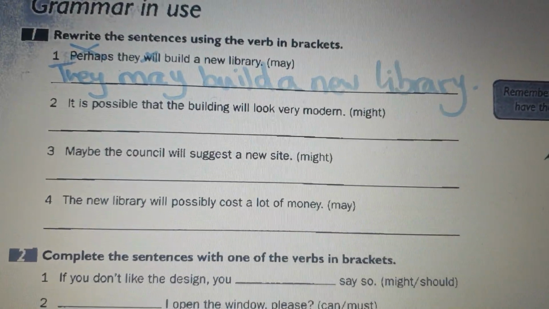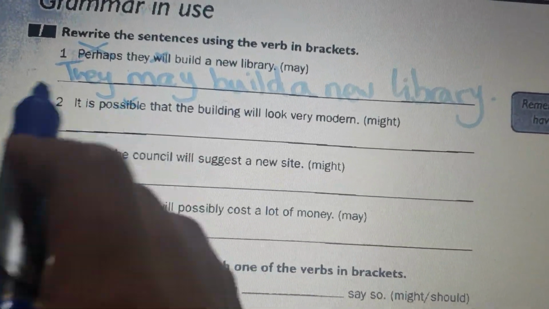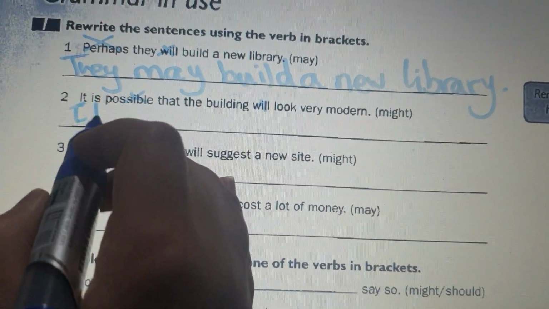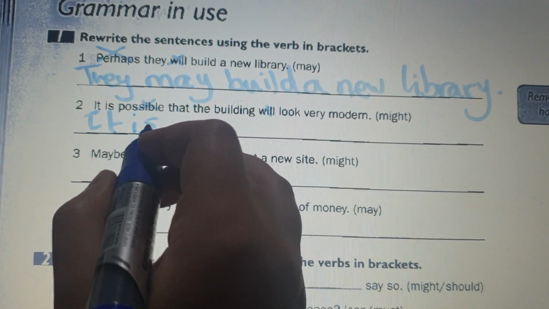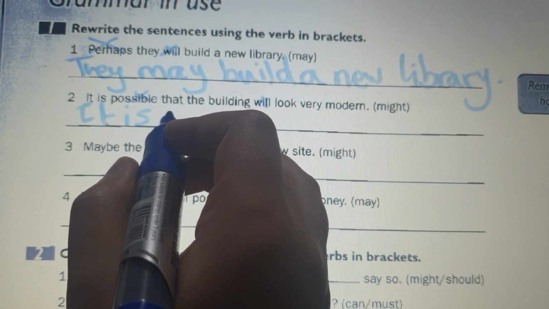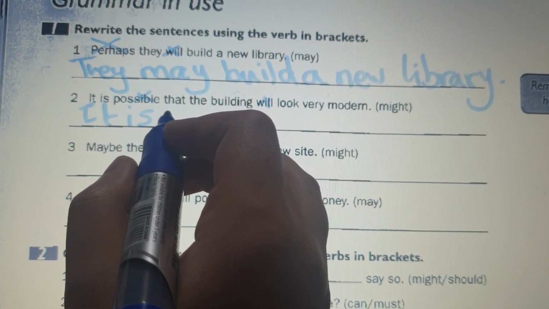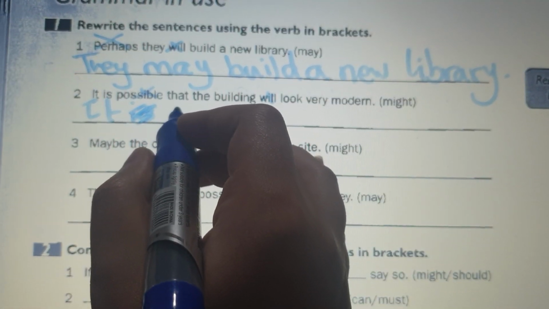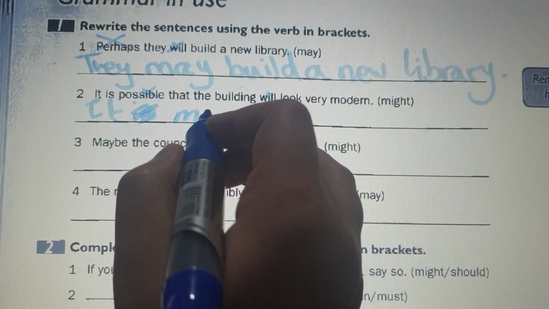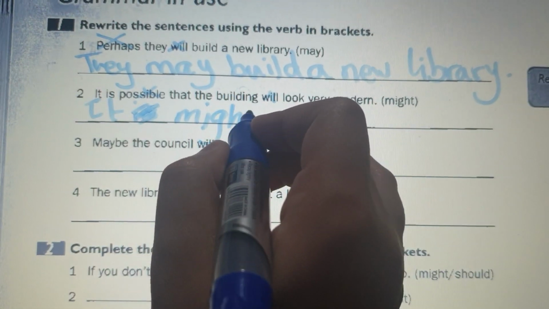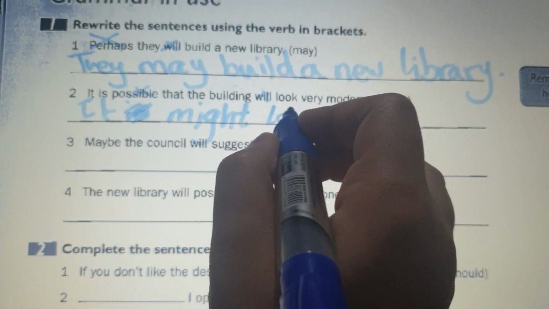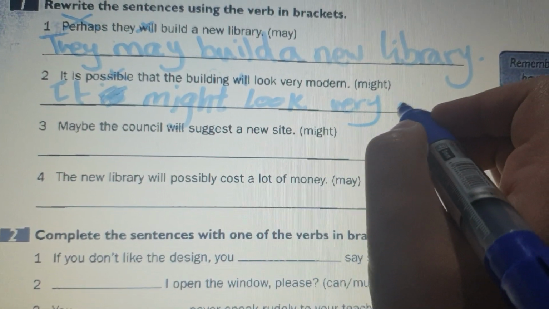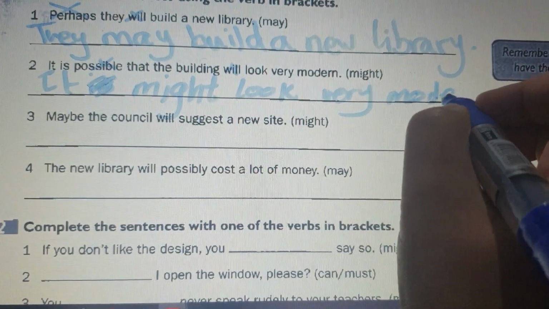Number 2, it is possible that the building will look very modern. Possible, we should delete possible, we delete will. It, is, no, not it is, sorry. It might look very modern.